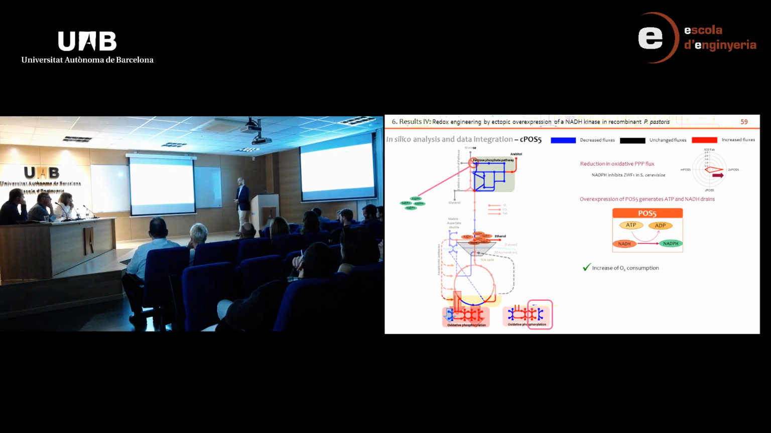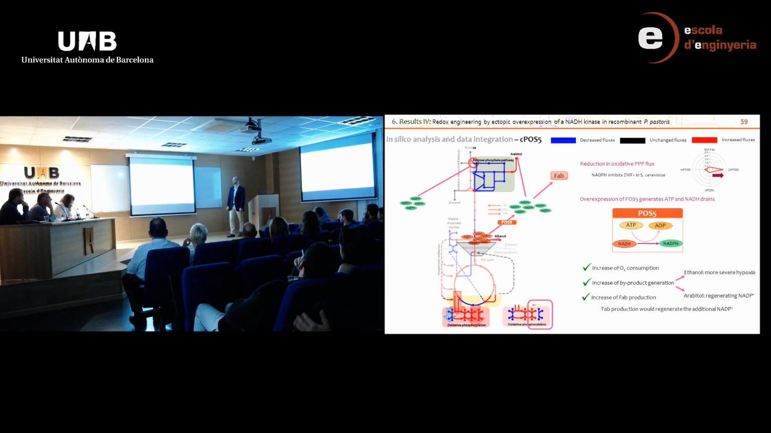Therefore, as I said, in a hypoxic condition, there's an accumulation of NADH that can be used for generating ethanol, and we observe an increase in ethanol production. And this NADH can also be converted to NADPH by POS5. At the same time, this NADPH can be regenerated by producing arabitol, and we also observe an increase of arabitol production in our experimental data. And finally, it also can be used for fat biosynthesis.